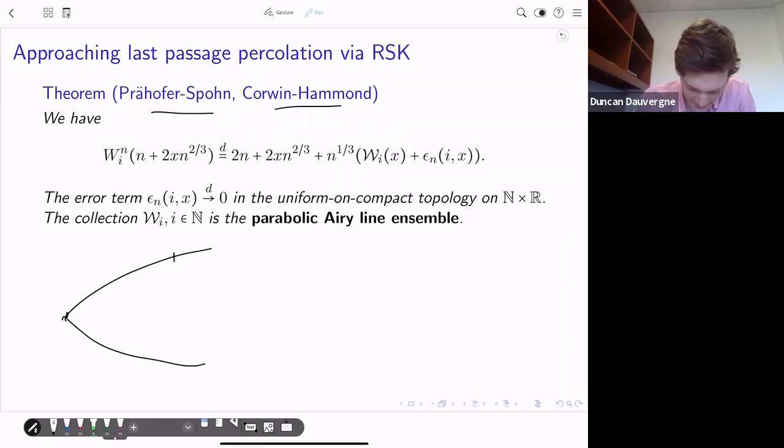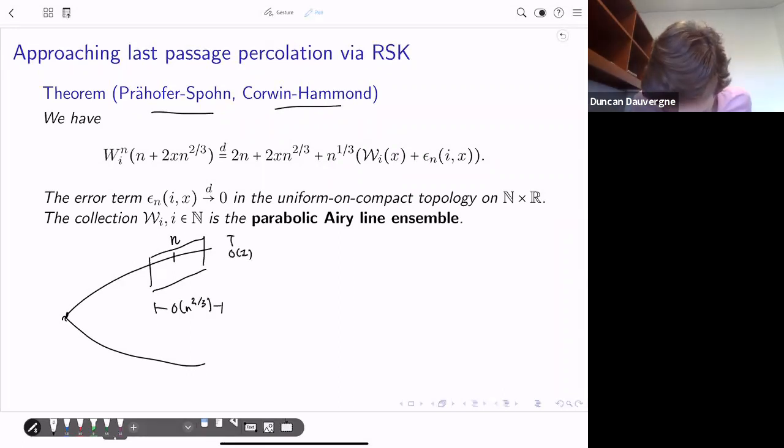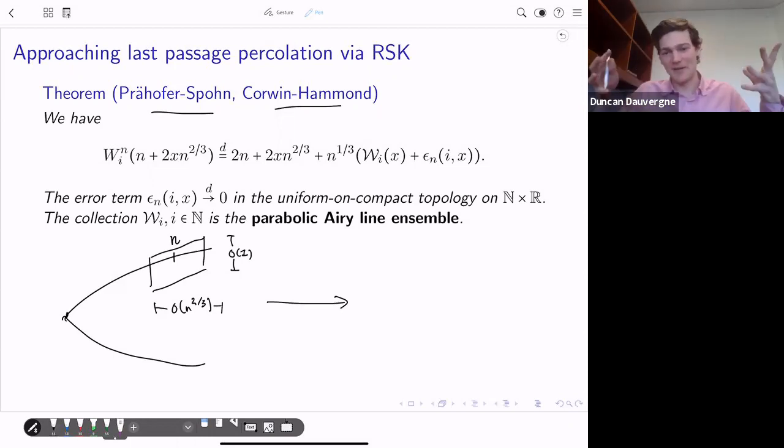So I'm going to look at a scaling window of my melon around location n in an order n to the 2/3 window, with an order 1 number of lines. Okay. And then when I take a limit here, I get the following picture. We had finitely many non-intersecting Brownian motions. In the limit, you basically get infinitely many non-intersecting Brownian motions.